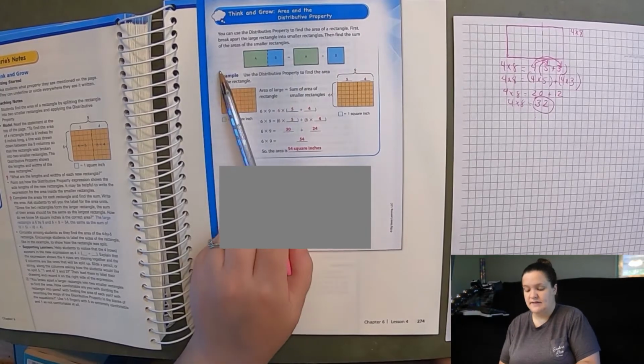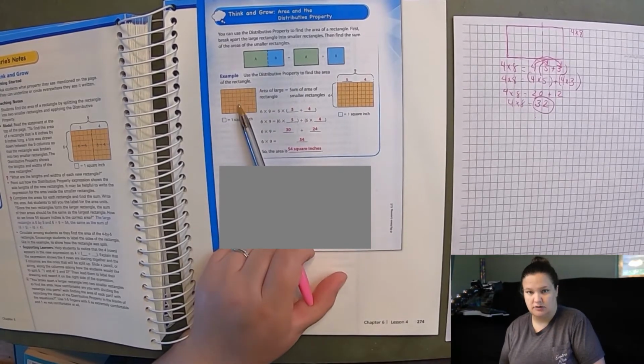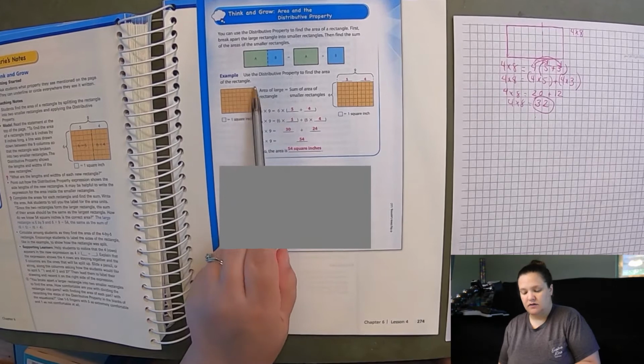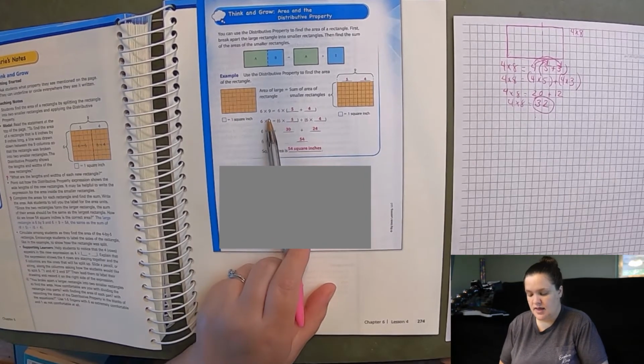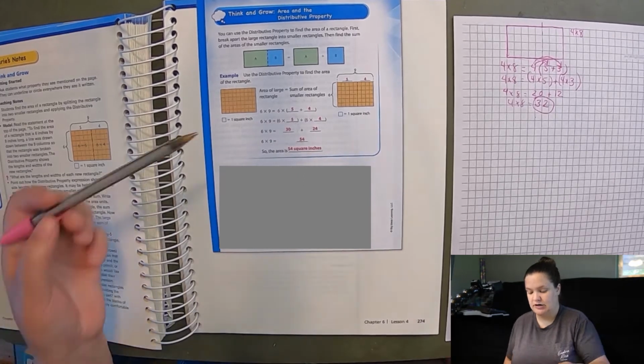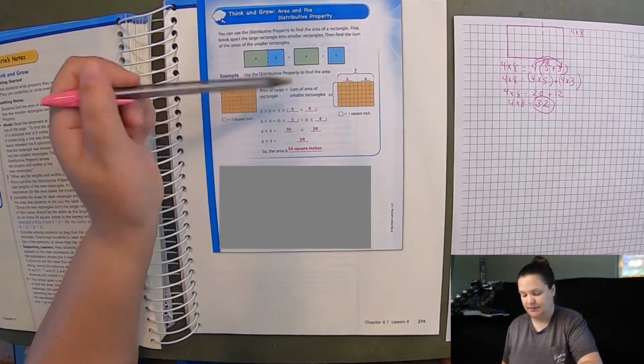All right, so let's look at some of our examples, some of our problems. You can use the distributive property to find the area of a rectangle. So first you'd break the larger rectangle into 2 smaller ones, which we did in our first example. Then we find the sum of the areas of the smaller rectangles. Okay, so they give us this orange rectangle here, and they want us to break it apart. So they broke it apart right here.